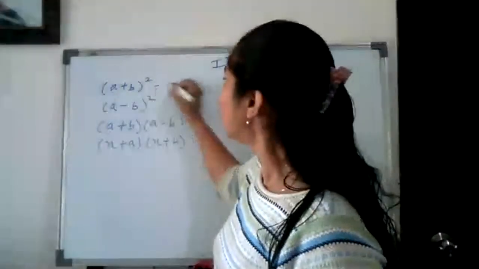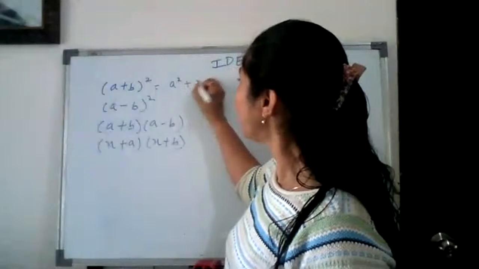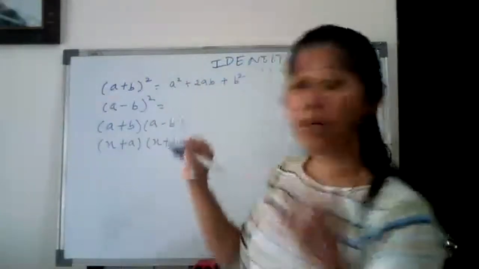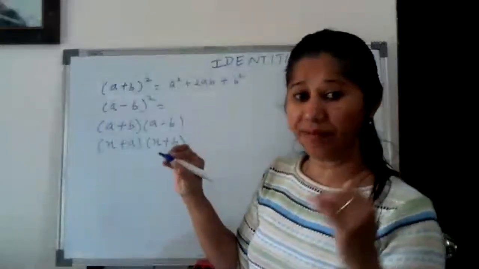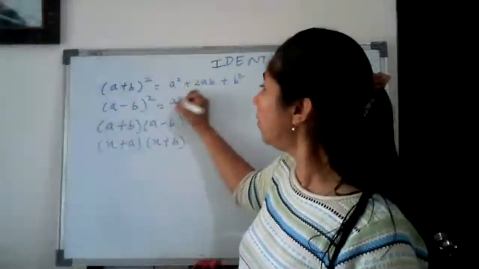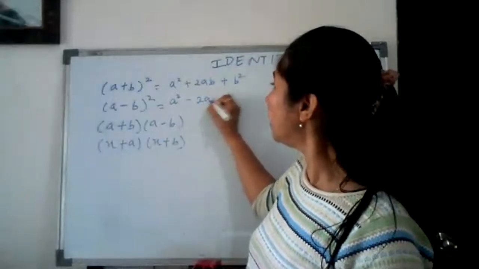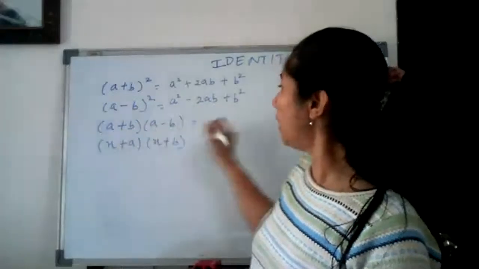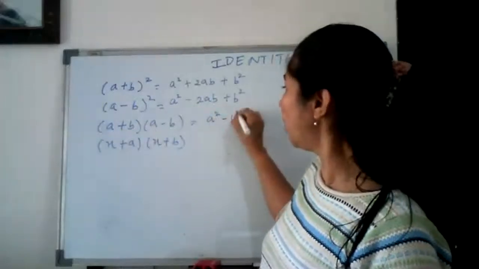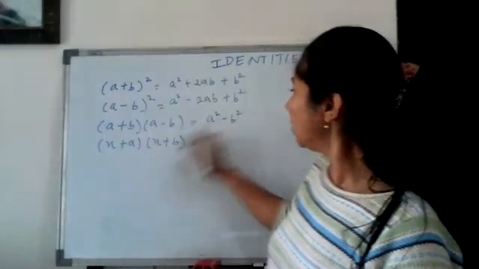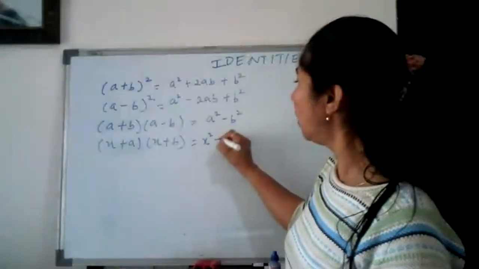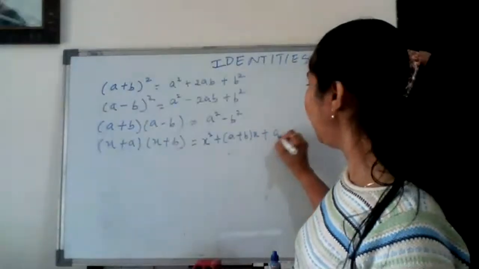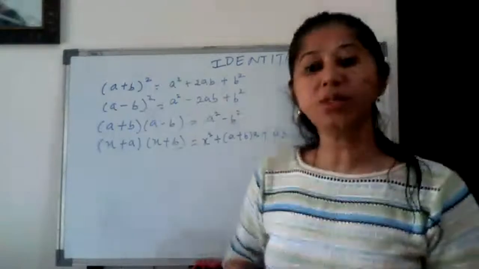So you know what the expansion is. (a plus b) the whole square is equal to a square plus 2ab plus b square. (a minus b) the whole square is the same way, only the middle term sign changes: a square minus 2ab plus b square. Then (a plus b) into (a minus b), which we have used in chapter 1 many times. And the fourth one is (x plus a)(x plus b), which is x square plus (a plus b)x plus ab. Okay, these are the 4 identities you have learned.